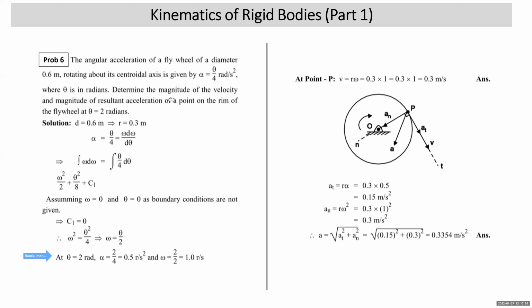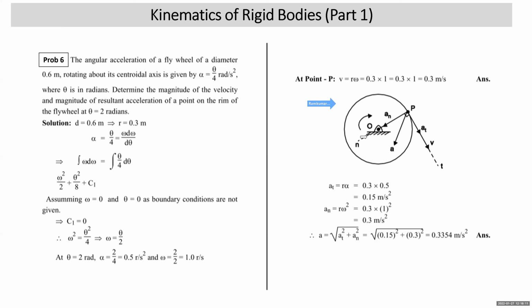He is asking you to find the magnitude of velocity and magnitude of resultant acceleration of a point on the rim of the flywheel, which is at a radial distance, at radius of 0.3. This diagram was in fact not required to be drawn. Without drawing the diagram also, we could have found the velocity of a point on the rim and resultant acceleration. But I have drawn a diagram for better understanding.